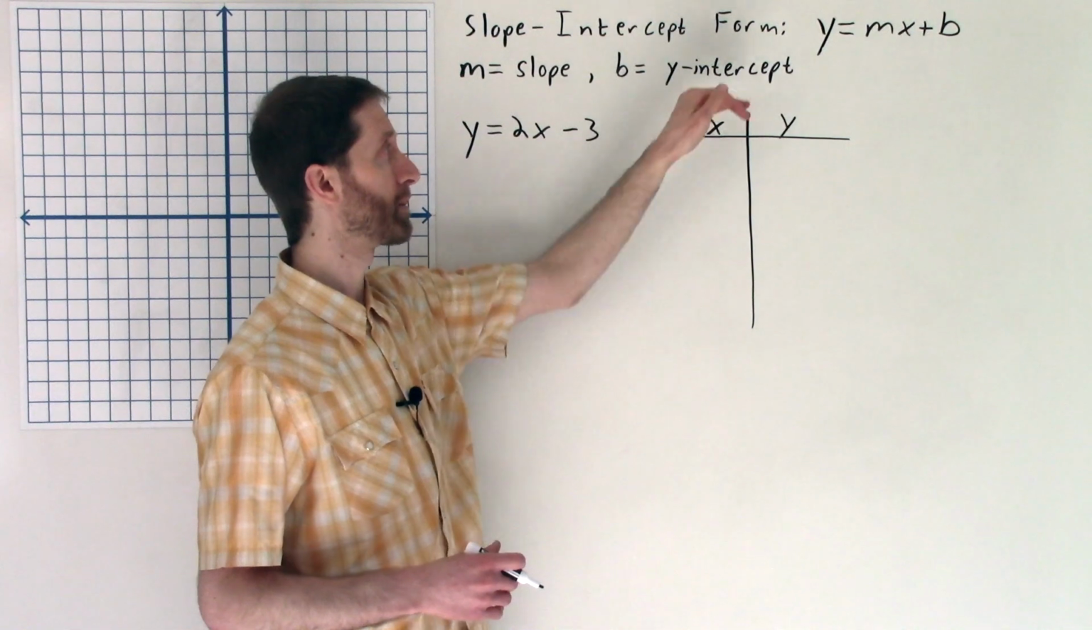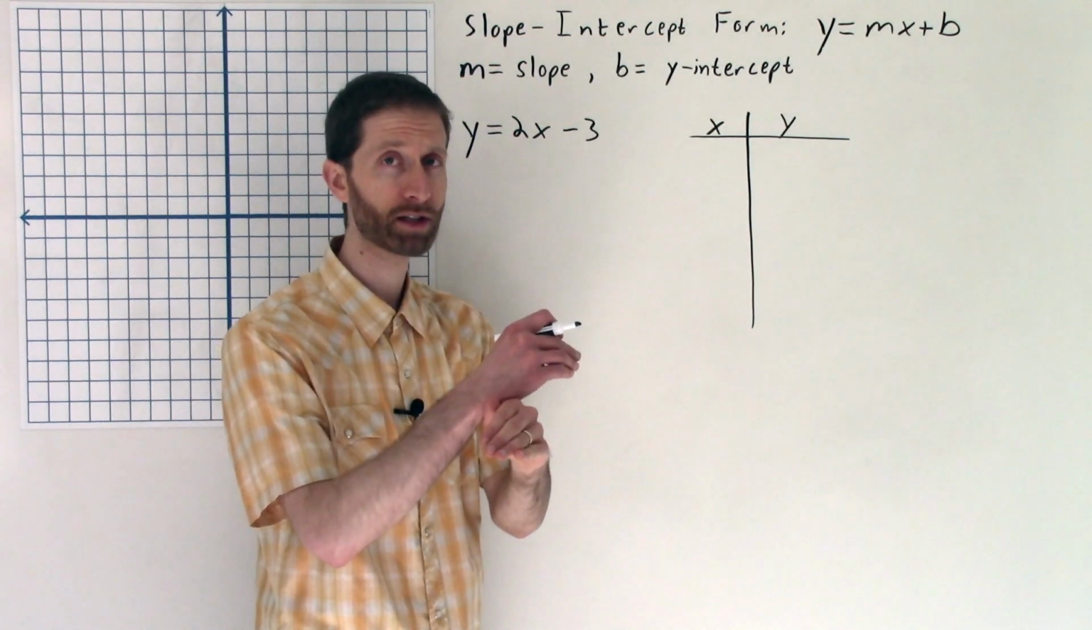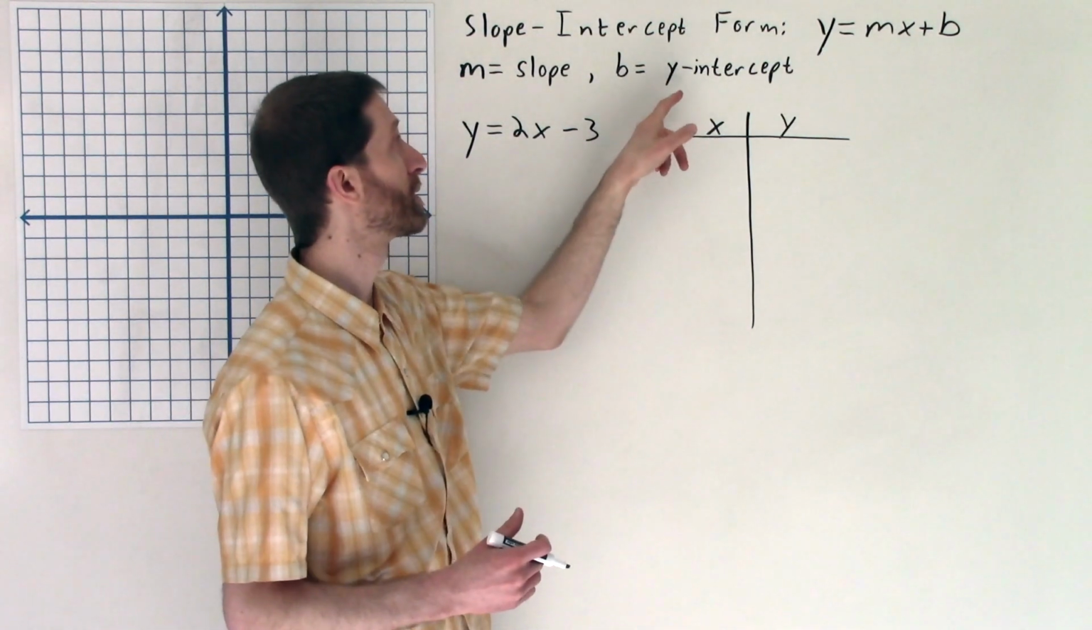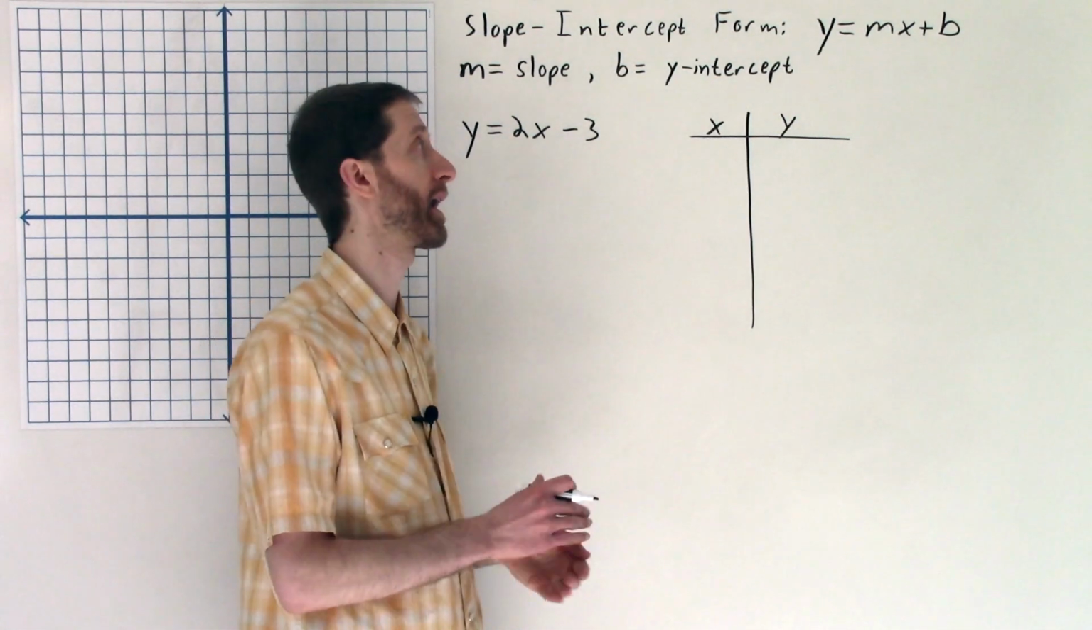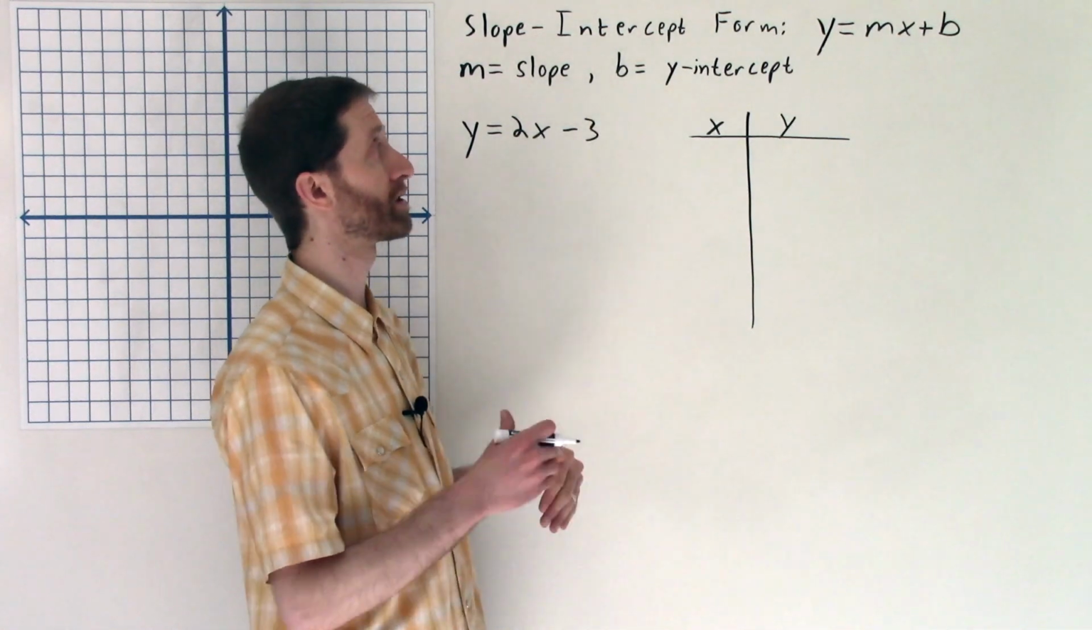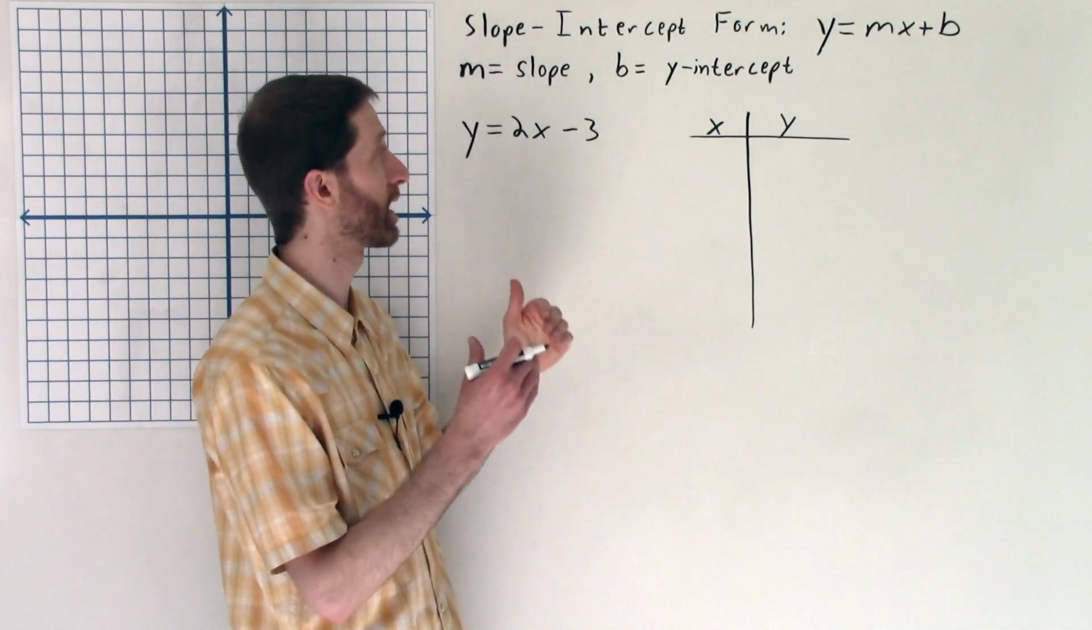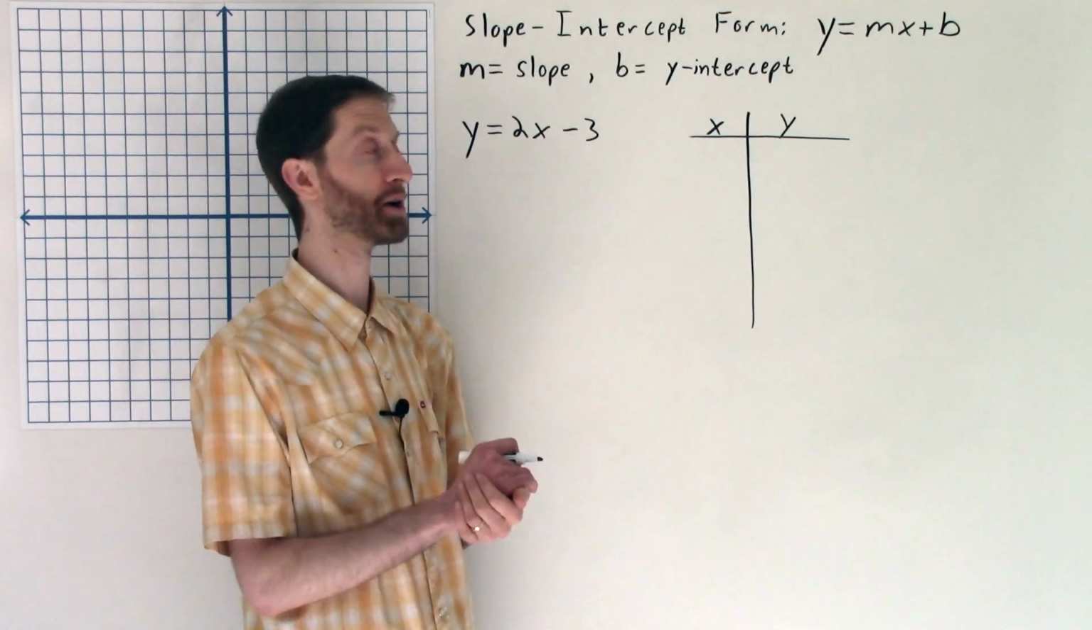A y-intercept, to intercept something, is to cross it, right? Cross the path of something. So it's the point that crosses the path of the y-axis. You intercept the y-axis. We use the letter b as just any constant and m as any constant. They have no significance beyond that.